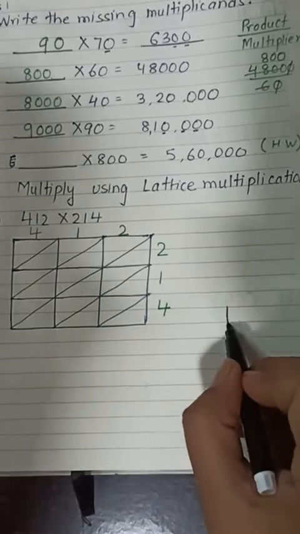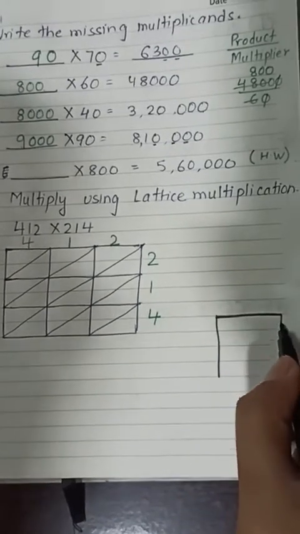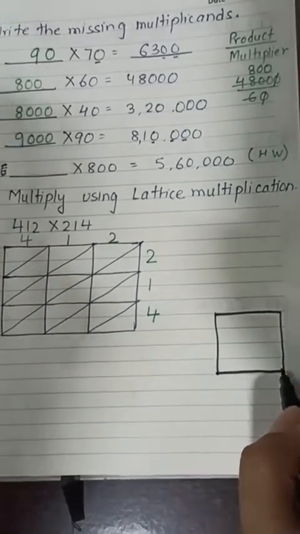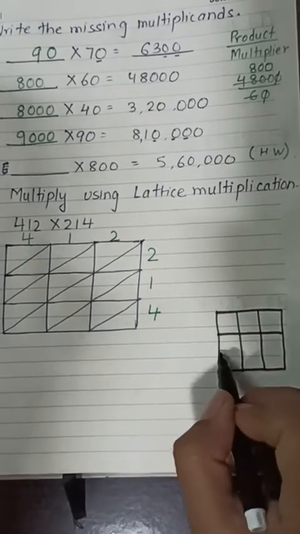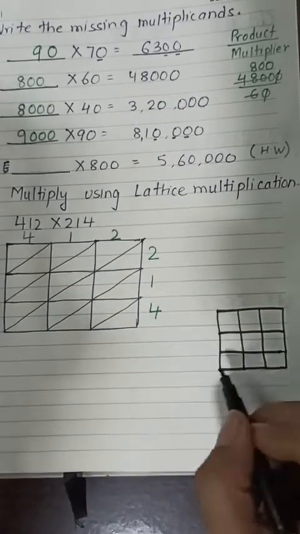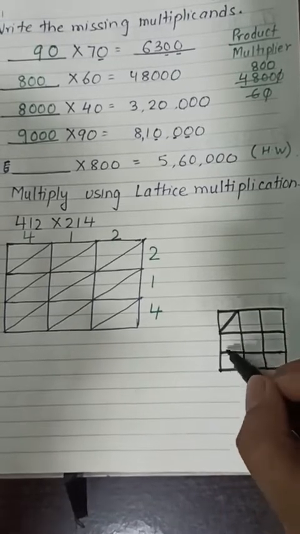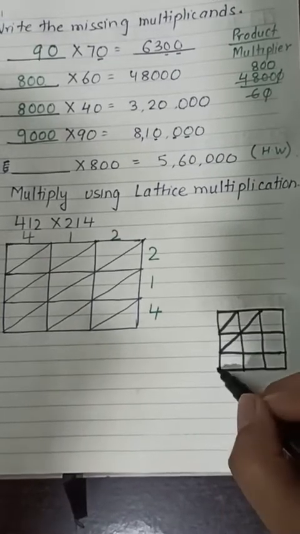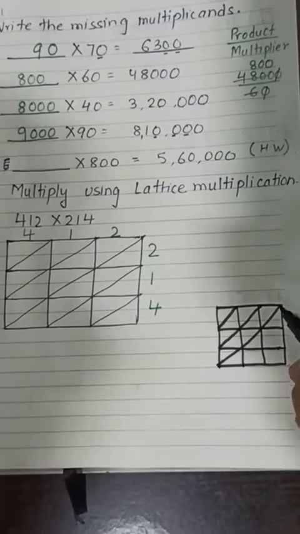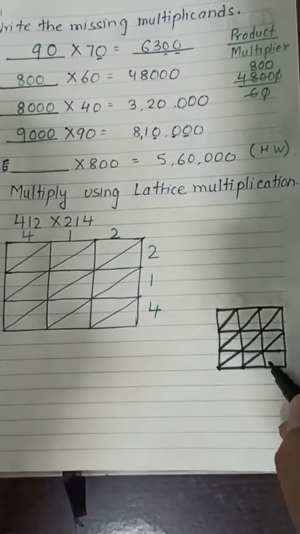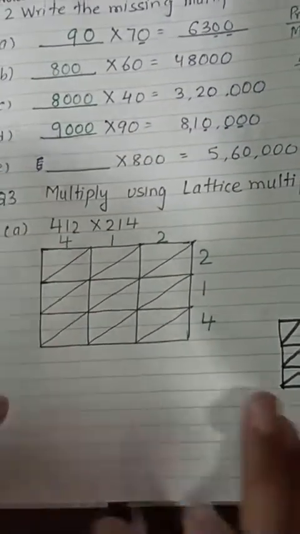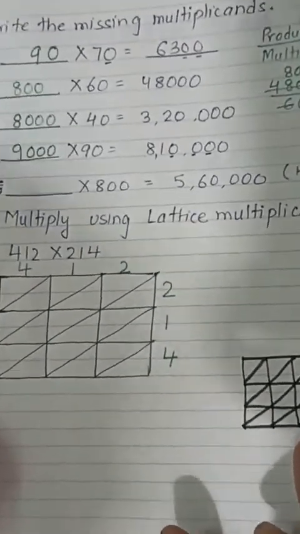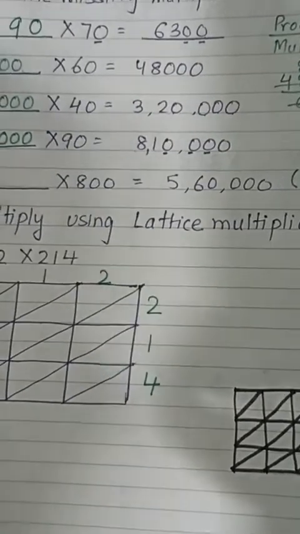It should be a box like this. I'll draw it for you. 3 rows and 3 columns. And then you have to cut the diagonals like this. Right? So I've already drawn one for you. Practice drawing this lattice and then start doing the multiplication.